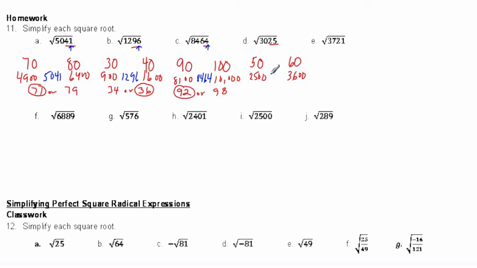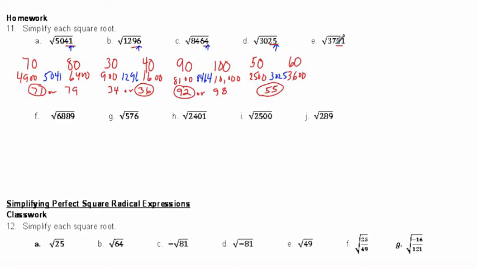Double check. Does 3025 fall between there? Yes, it does. We're ending in a 5, and we know from a previous problem that the only number times itself that gets us 5 is 5. So we know that our answer has to be 55. So notice I'm doing the same thing every single time.